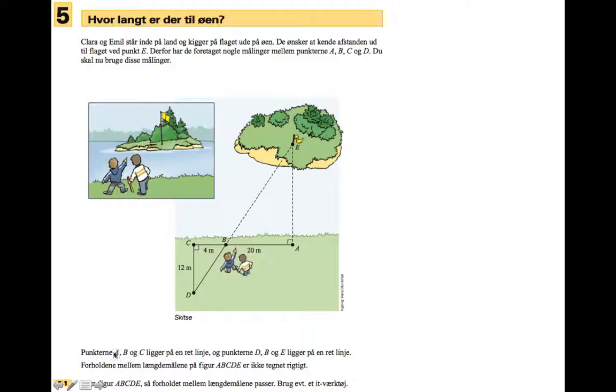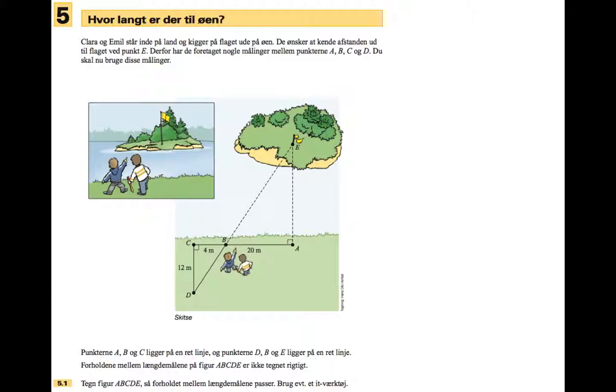So it says points A, B, and C lie on a straight line, and points D, B, and E at the flag lie on a straight line. The relationship between the measurements on the figure A, B, C, D, E are not drawn correctly. Okay, so this is just a sketch. It's not a correct diagram. So for example, if you look at the 4 and the 20, that isn't 5 times bigger than the 4 as it should be.